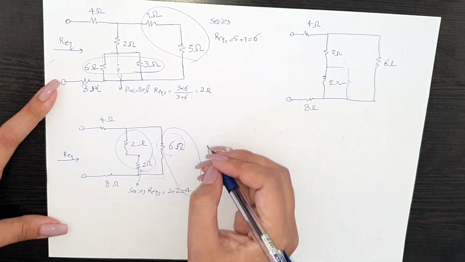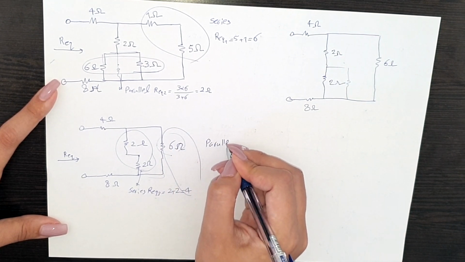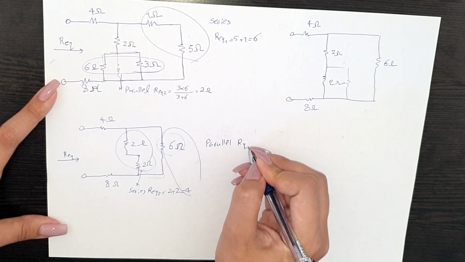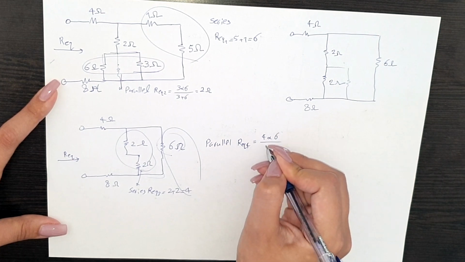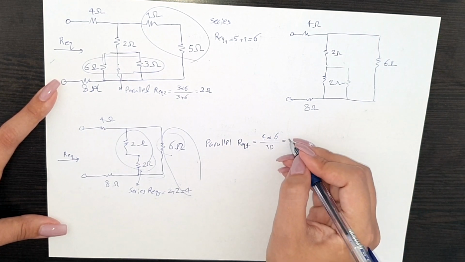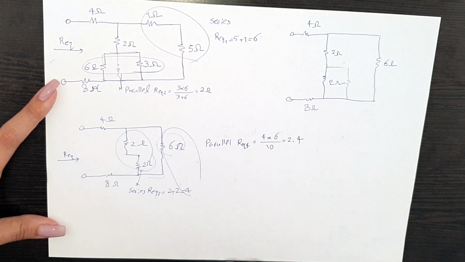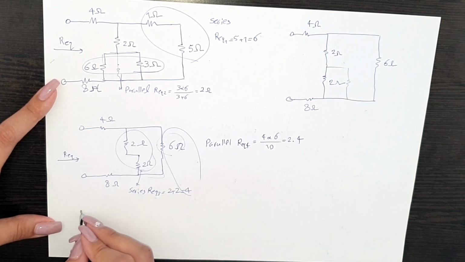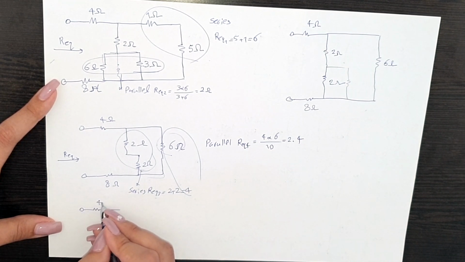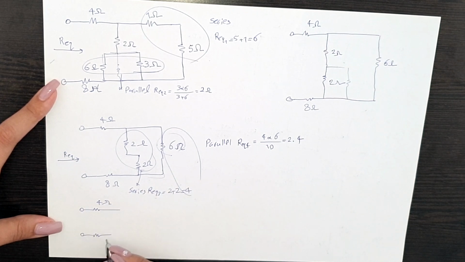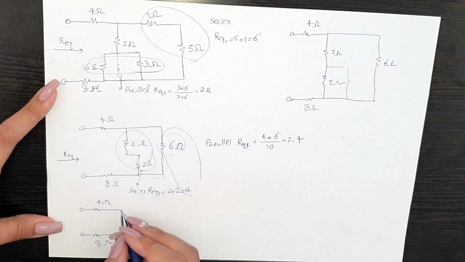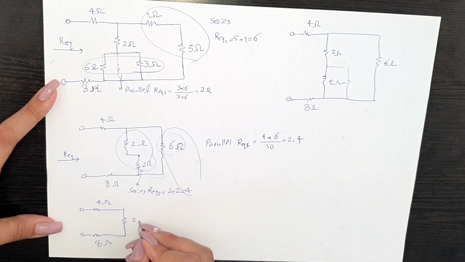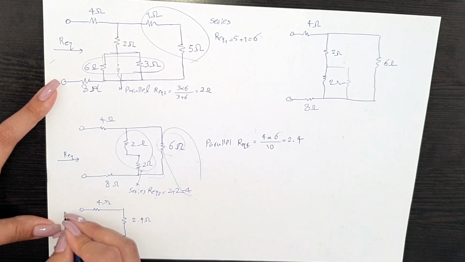Now these two parallel ones, their equivalent will be their multiplication over their sum, which is 2.4. So I'm going to redraw this whole circuit. We have 4 ohm and 8 ohm in here, and then here we found the equivalence of all these three, and we put it in place of these two, which is 2.4, and our equivalence here.